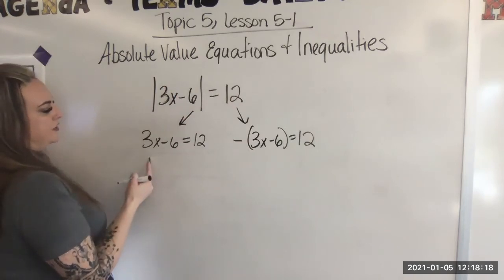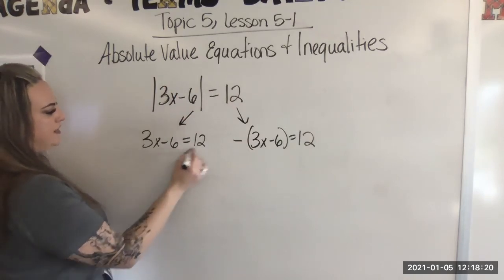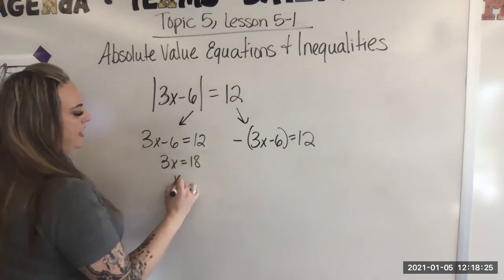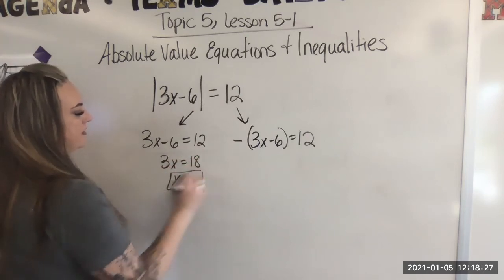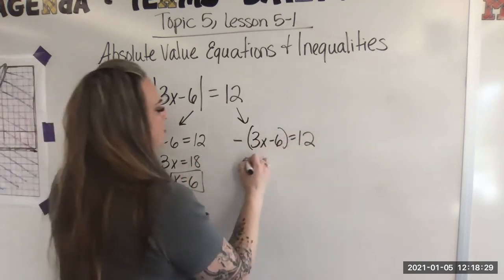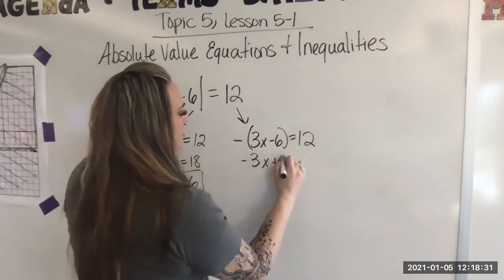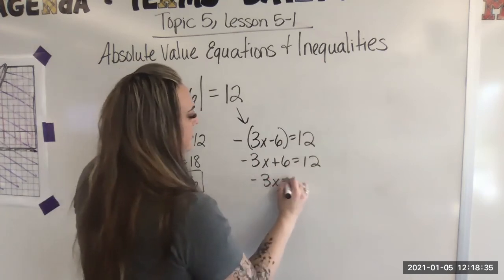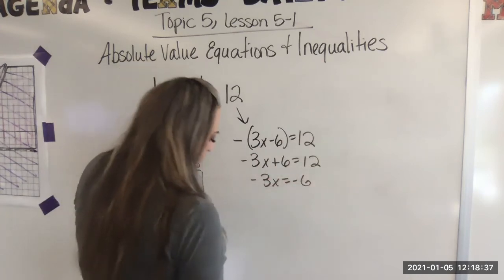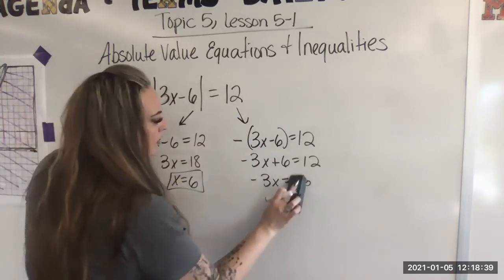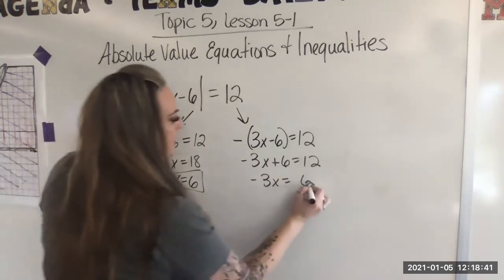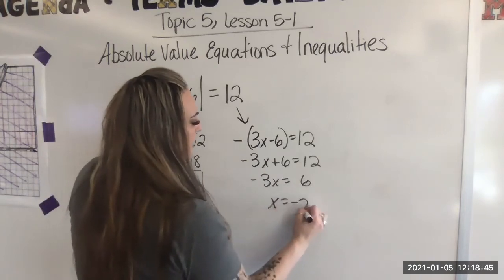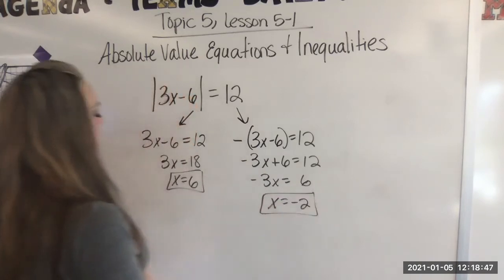So over here, we're going to add 6 to both sides, divide, and the answer is 6. Over here, we're going to distribute first, subtract 6 on both sides. Oops, that's not a negative. We subtract 6, we get positive 6. We divide both sides by -3, and the answer we get is -2.